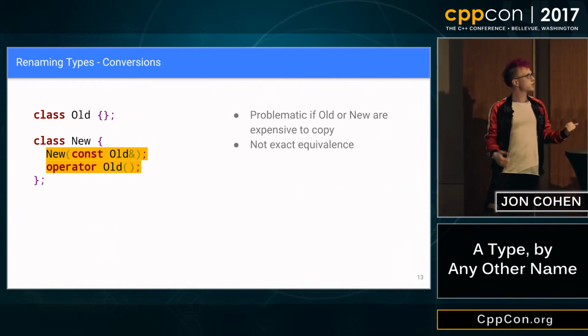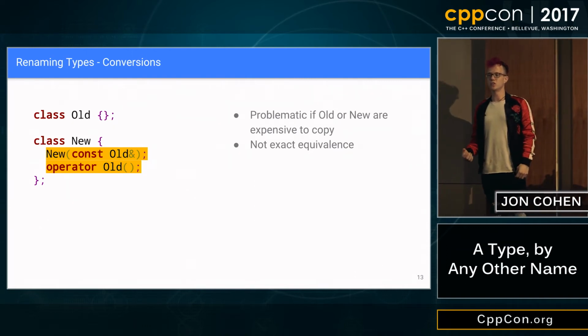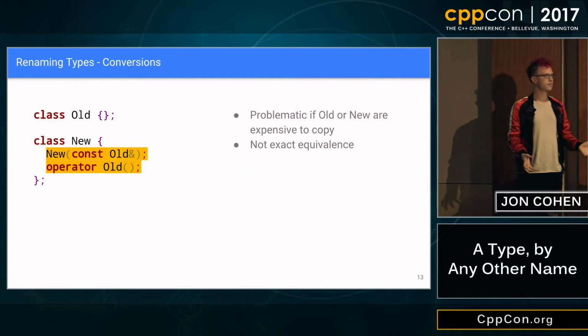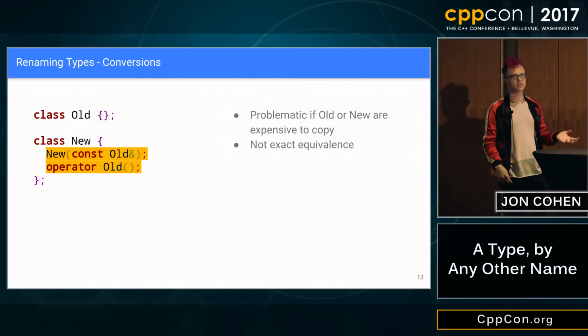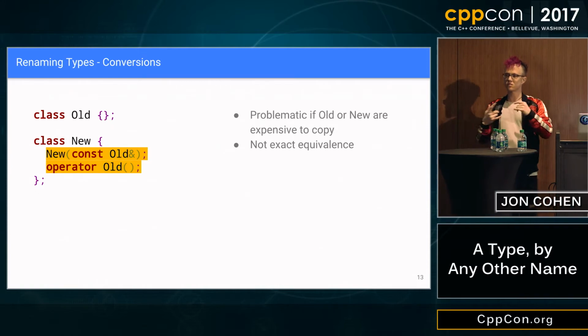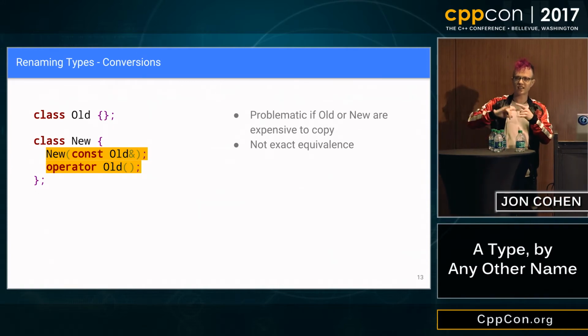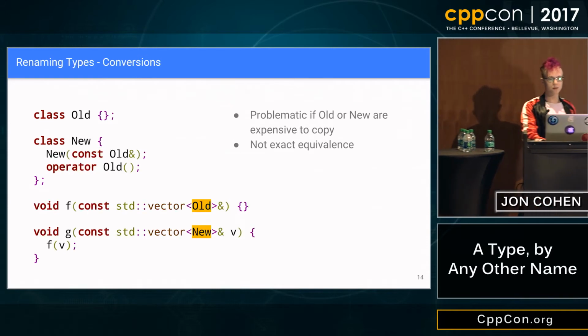But if this is a more expensive type, say you need to allocate in this constructor, or new and old are just big, they have a lot, this gets really expensive really fast when you're passing things back and forth. And it's not exact equivalence. We aren't just doing a rename. We're making a new thing and kind of making them play together. And here's what I mean.